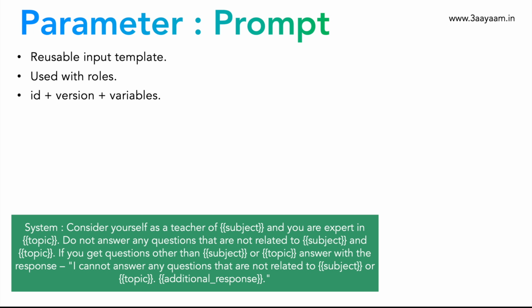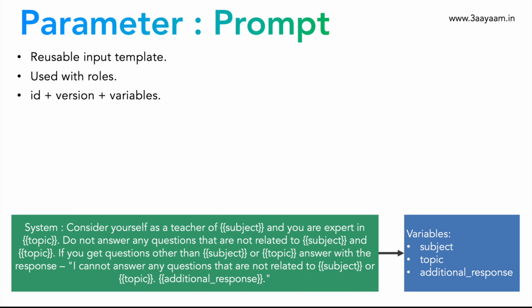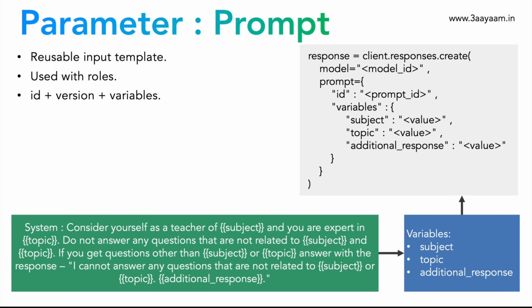Now see here, the words subject, topic, and additional response are a little different than all the other words. So these are the variables of the prompt, and this is the prompt template. Now this prompt template would be used everywhere. You can use this prompt template in multiple prompts, and for every prompt you'll pass the variables subject, topic, and additional response, and then you will create your response API using the prompt.